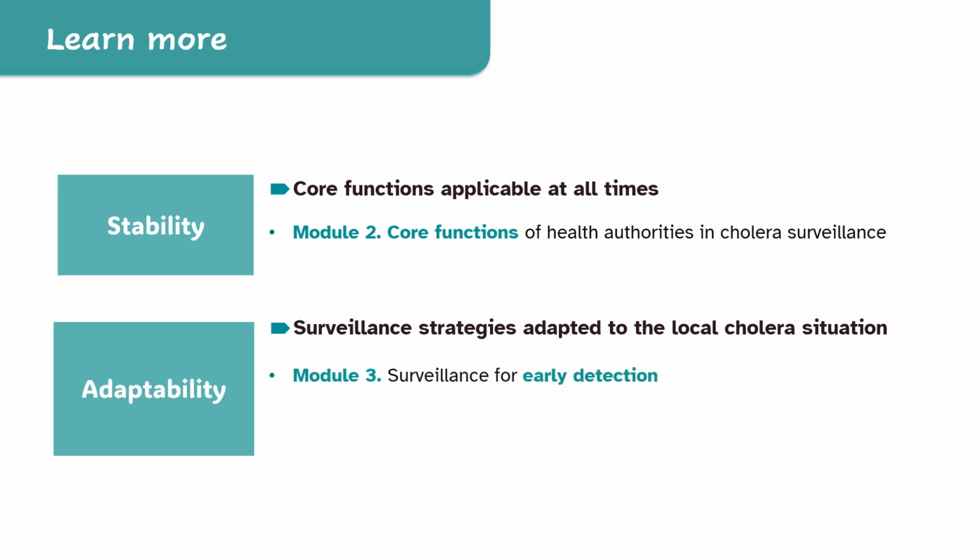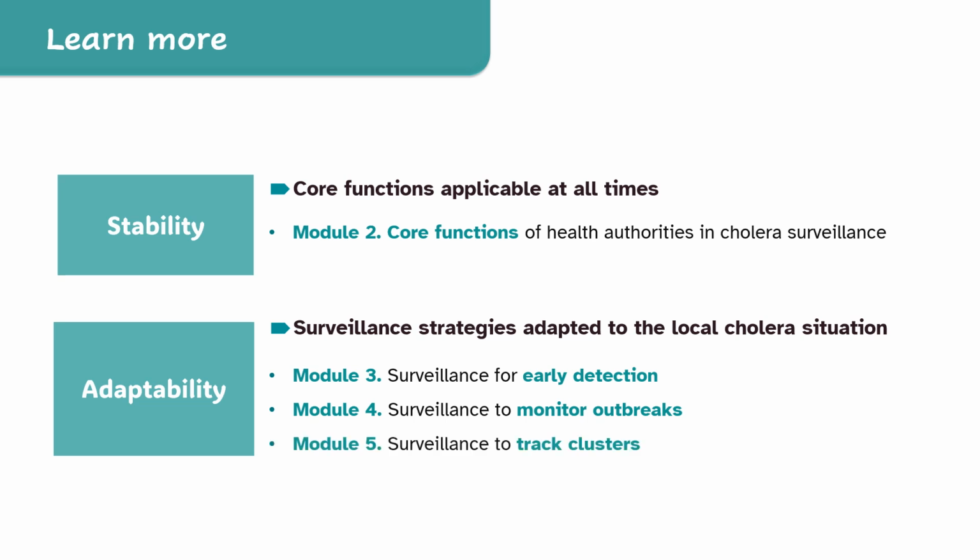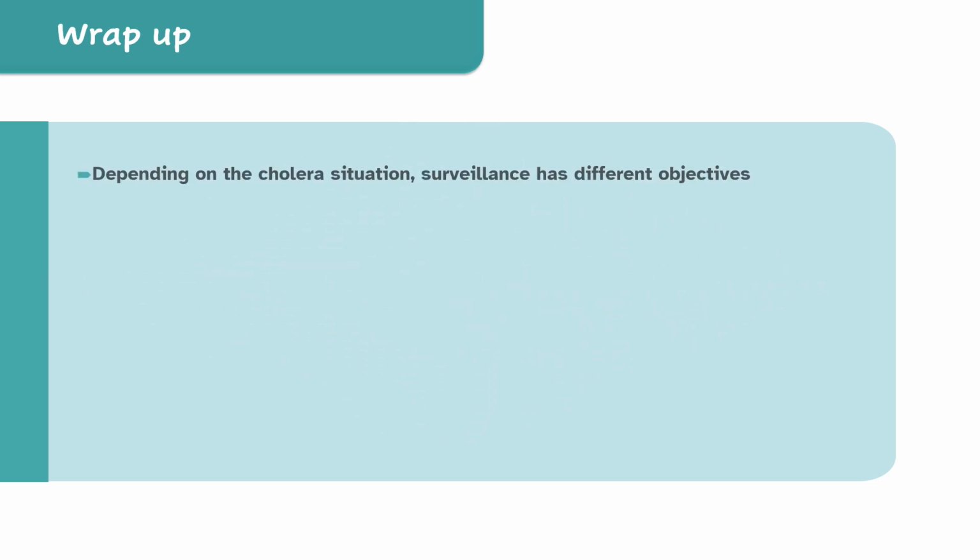In Module 3, we will focus on surveillance for the early detection of cholera outbreaks. In Module 4, we will address surveillance to monitor cholera outbreaks. Lastly, in Module 5, we will cover surveillance to track cholera clusters. Case studies will be offered in Modules 3 to 5 to dive into the surveillance specificities depending on the ongoing cholera situation. As we wrap up this module, here are the important points to remember.